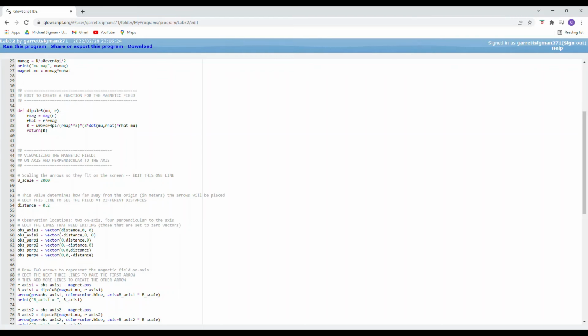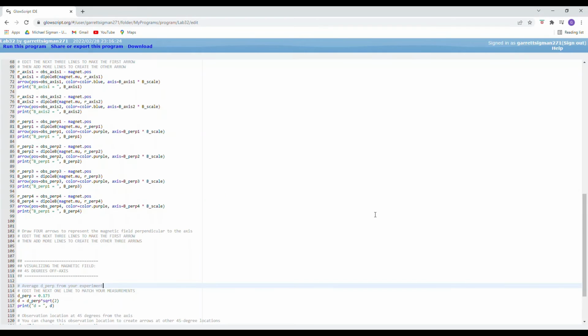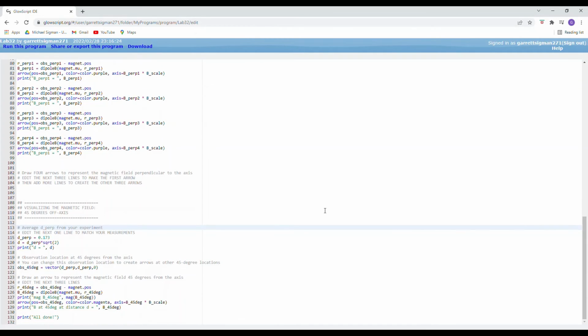So this is my code. From line 35 to 38, I have implemented the Biot-Savart law into the function. And then from line 59 to 64, I created 6 different observation locations on the x, y, and z axis. So from line 70 to 98, I am finding the net magnetic field at all of those observation locations. And then later I'm adding all those together to find the net magnetic field of the total magnet.